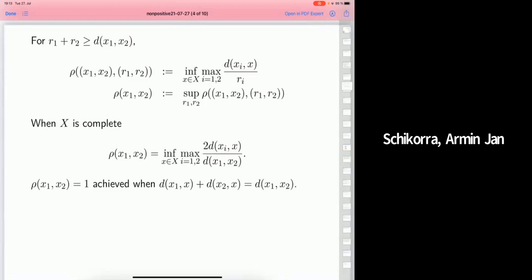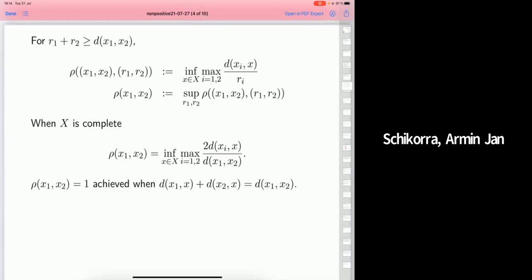Then you take the infimum over all x, and you take the supremum over all radii. And so when X happens to be a complete space, you can find these points in the middle, as we had in the case of totally geodesic spaces or Menger-convex spaces, you always find these points in the middle. And then you can in fact achieve rho of x1 and x2 to be equal to 1.